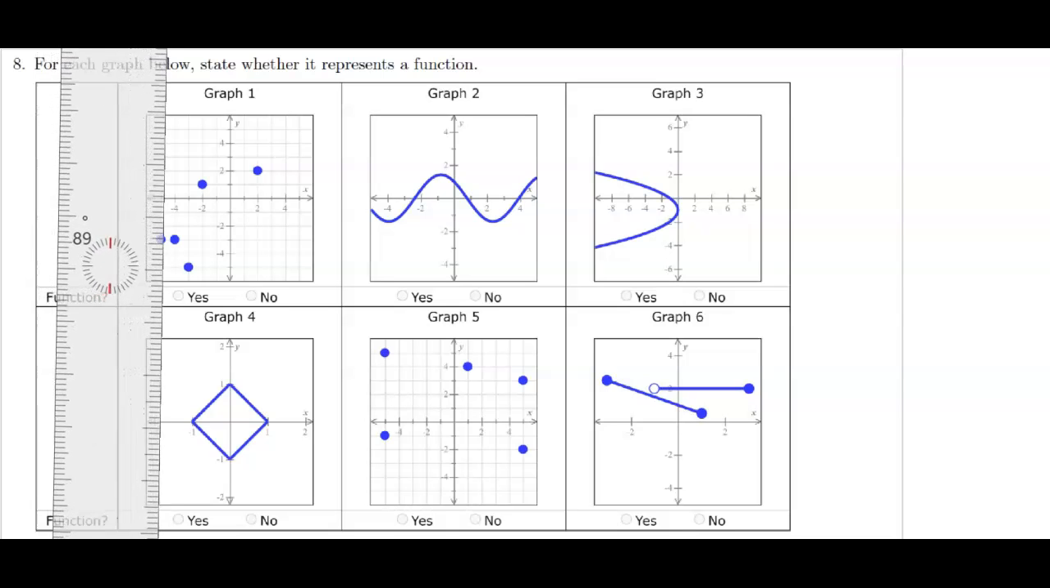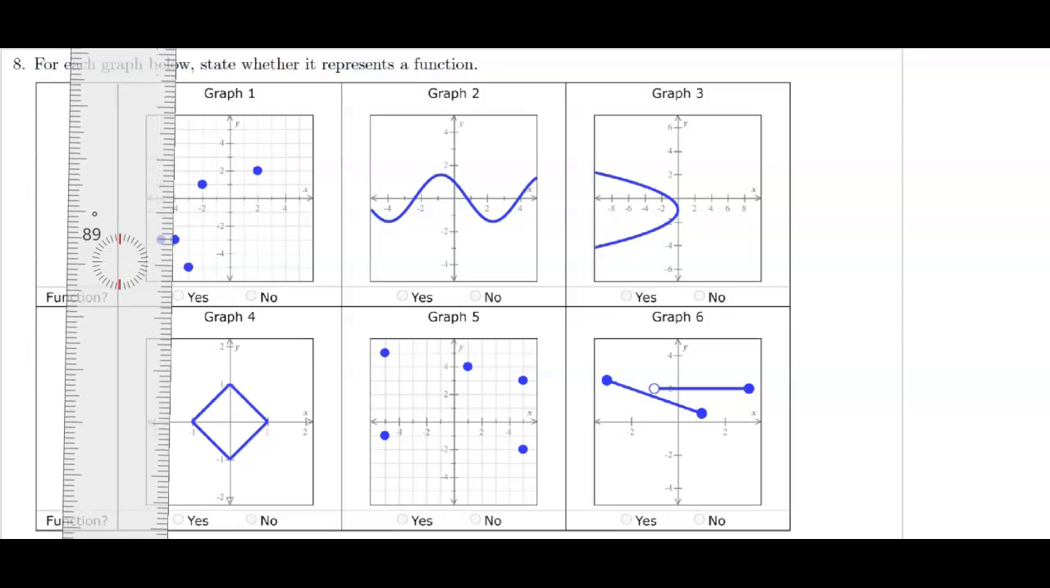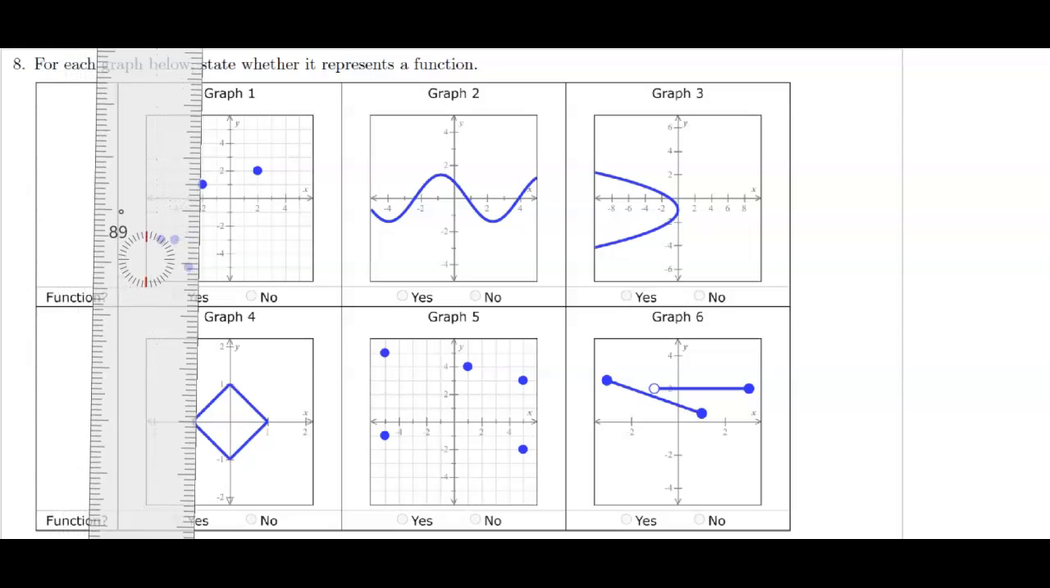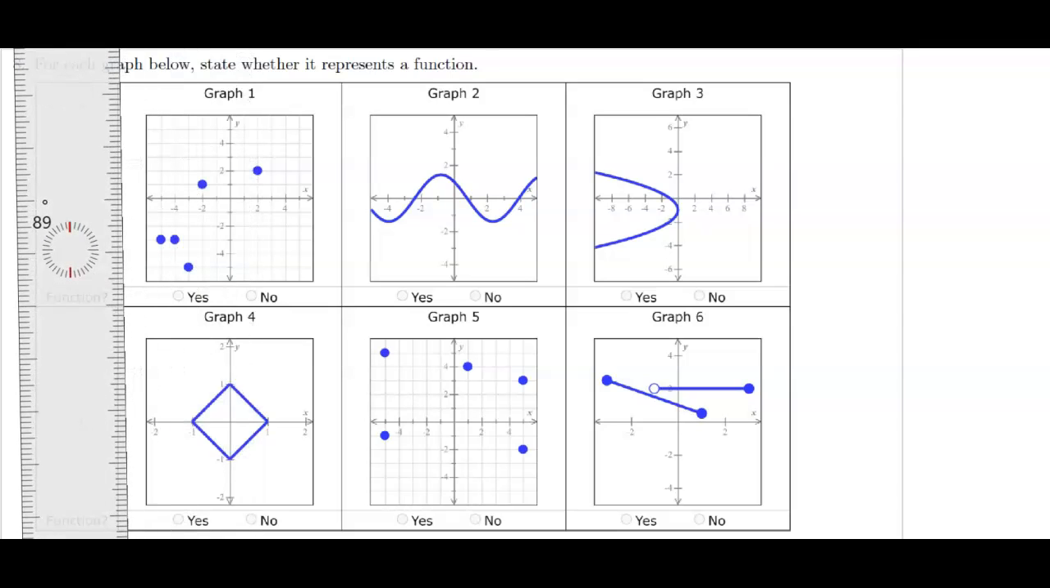Right, so this is intersecting only once, this is intersecting only once, this is only once, this and this. So you see all the points, you don't have 2 points on the same vertical line. So the obvious answer here would be yes, it is a function.